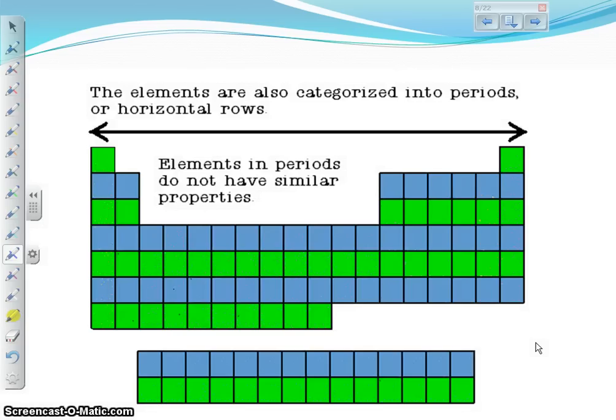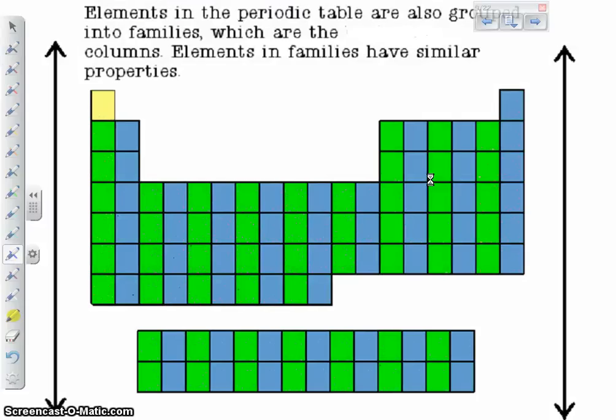So basically we go through and we categorize it in a couple ways. If we look side to side, we're categorizing the elements into periods, which is basically what we call a horizontal row. And each period does not have similar properties. So just because they're to the left or right of a different element doesn't mean that they share any properties with those elements. Up and down, on the other hand, is what we call a family.